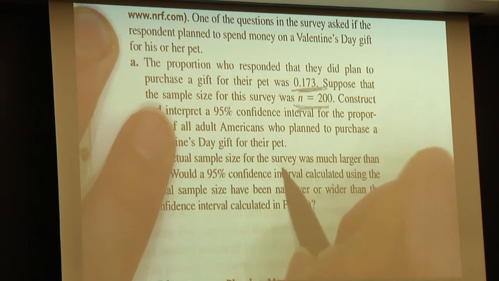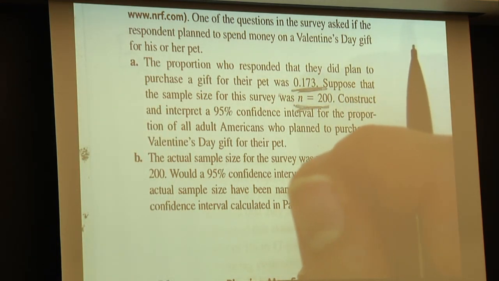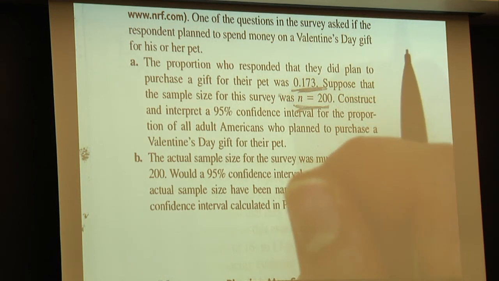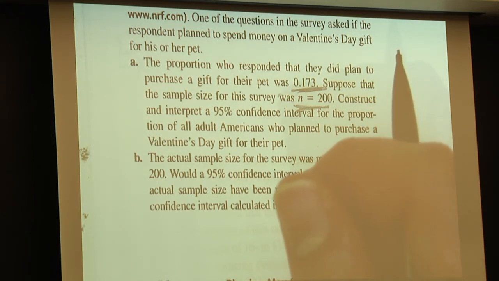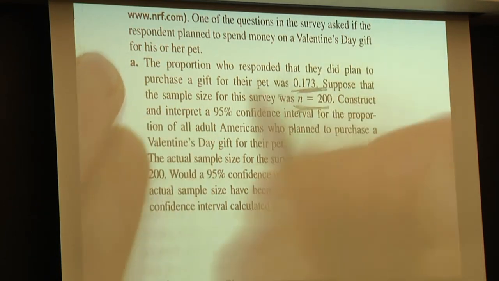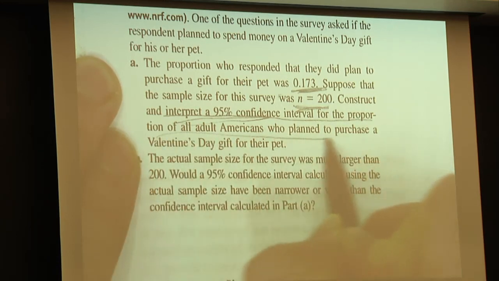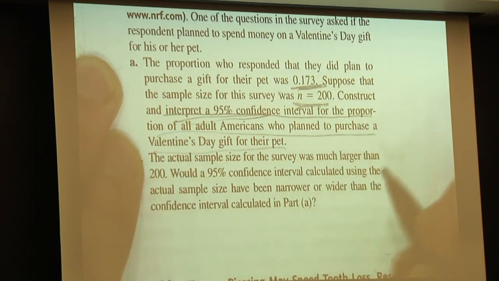Usually we're assuming normality due to the central limit theorem, which you've heard of, and that's just n greater than or equal to 30, right? That should sound vaguely familiar. Awesome. Moving on. So then they tell us to construct and interpret a 95% confidence interval for the proportion of all adult Americans who plan to purchase a Valentine's Day gift for their pet.